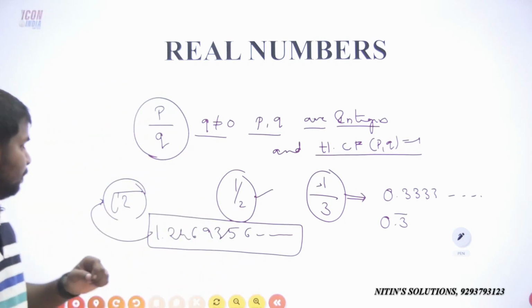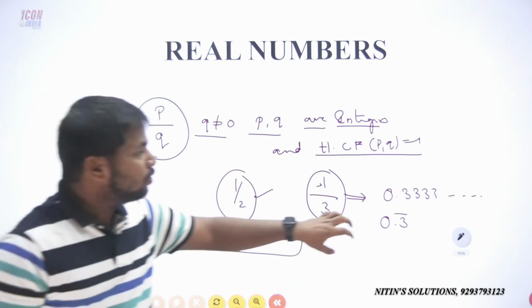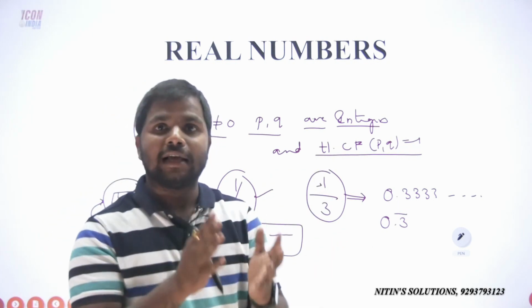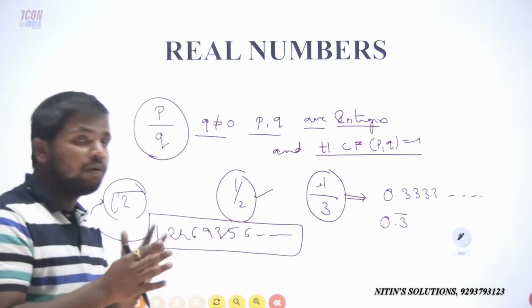Right? So here you know how to represent 0.3 bar on the number line. Already we have learned that in class 9. Okay, class 8 we have already learned.